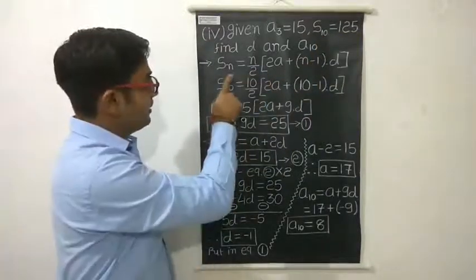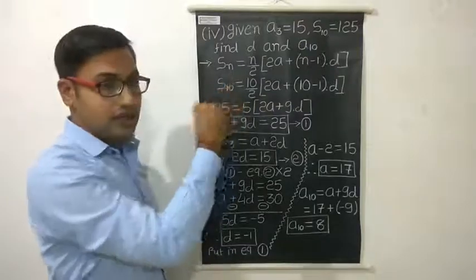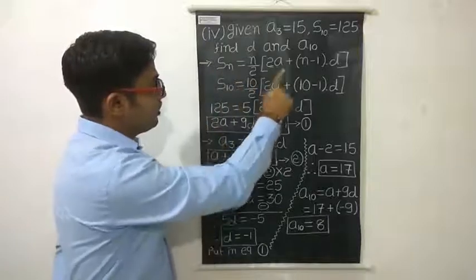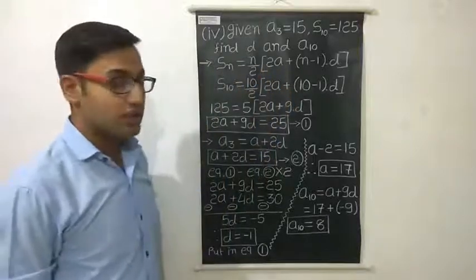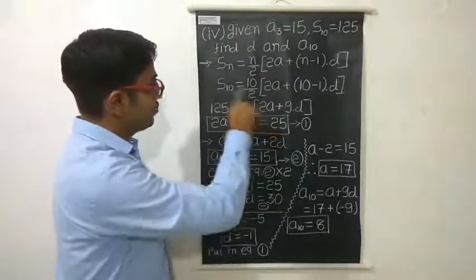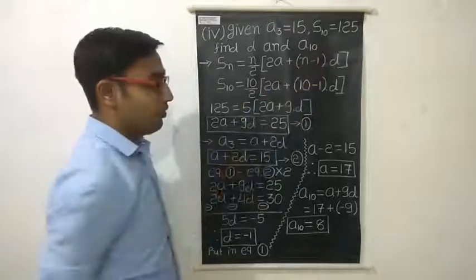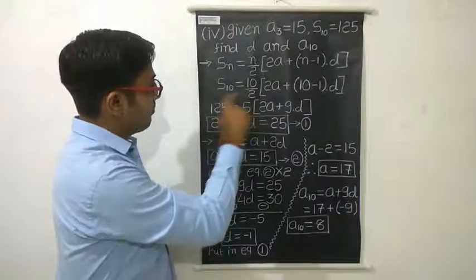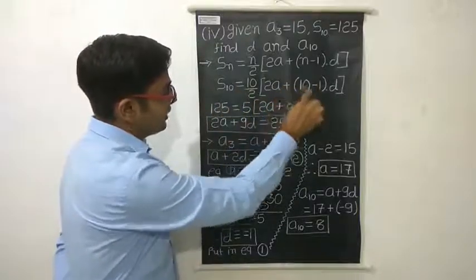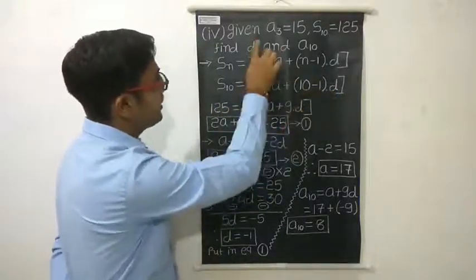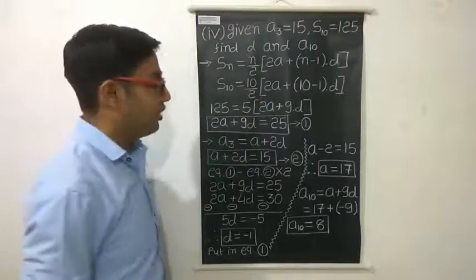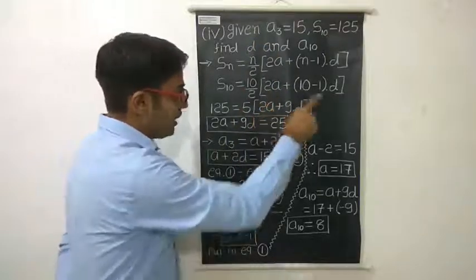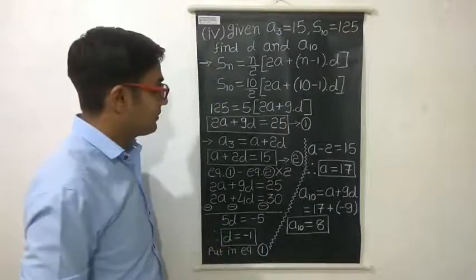The formula for the addition of the first n terms is Sn = n by 2 (2a + (n - 1) d). Now we will use this formula for n = 10. So S10 = 10 by 2 (2a + (10 - 1) d). We don't know d, we have to find it, and a is also unknown. So both a and d remain as they are.